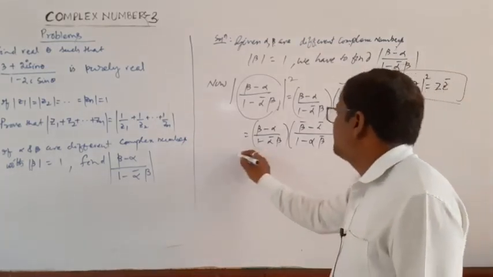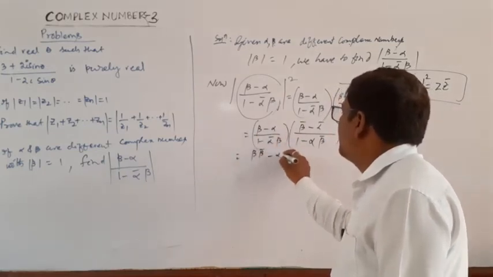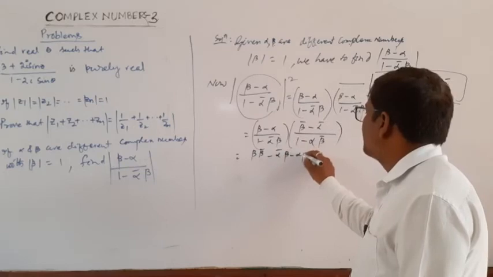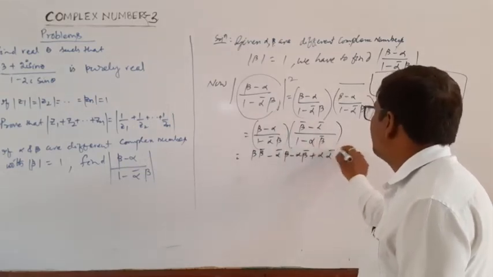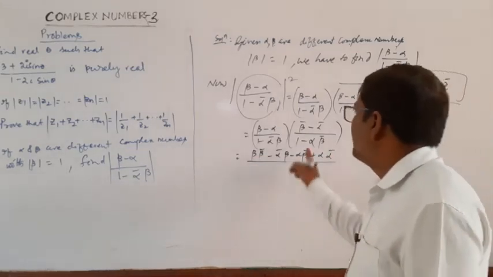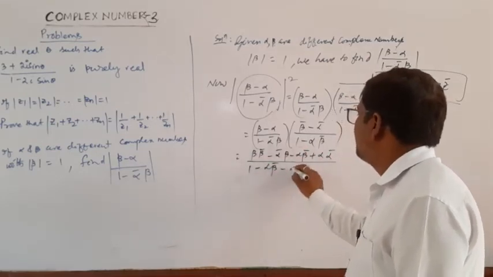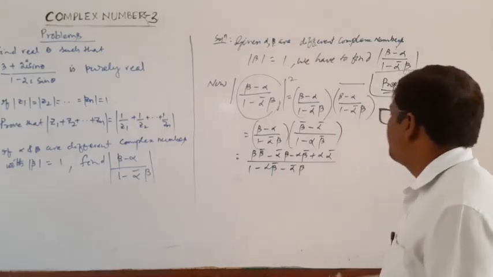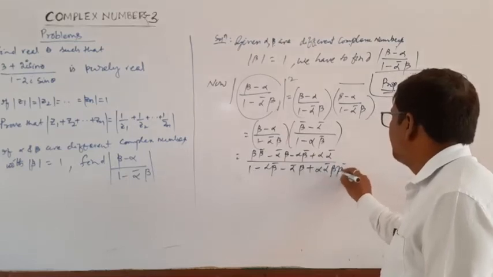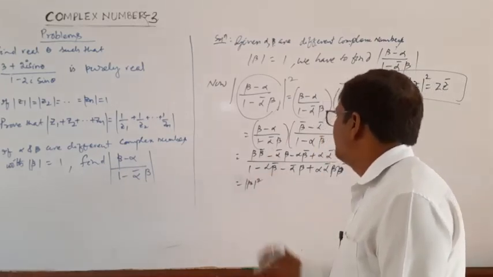This is equal to what? Beta conjugate minus alpha conjugate beta minus alpha beta conjugate plus alpha conjugate, divided by 1 minus alpha beta conjugate minus alpha conjugate beta plus alpha conjugate beta conjugate. So beta conjugate means mod beta square.